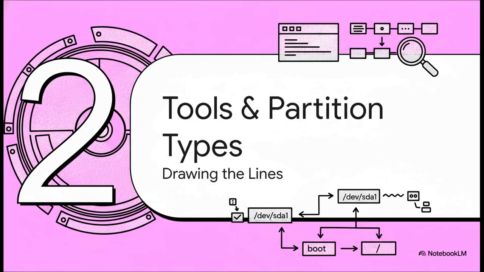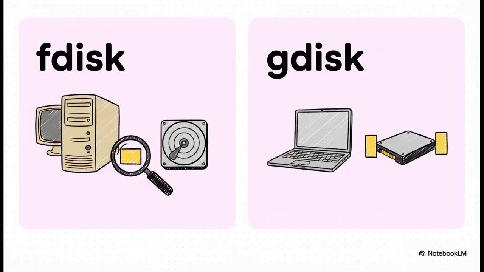So how do we actually draw those lines on our disk to create partitions? Well, let's take a look at the essential command line tools you'll be using and the special codes that tell Linux what each partition is for. You're going to run into 2 main tools for this job. For older systems that use what's called a master boot record, or MBR, you'll use fdisk.